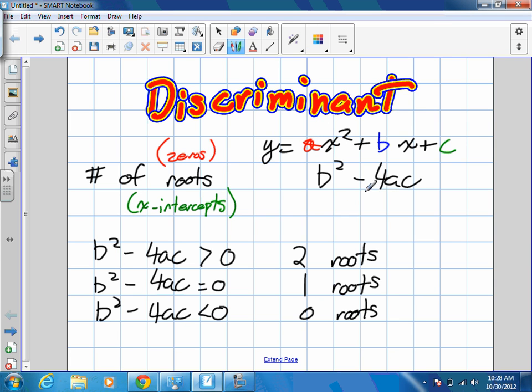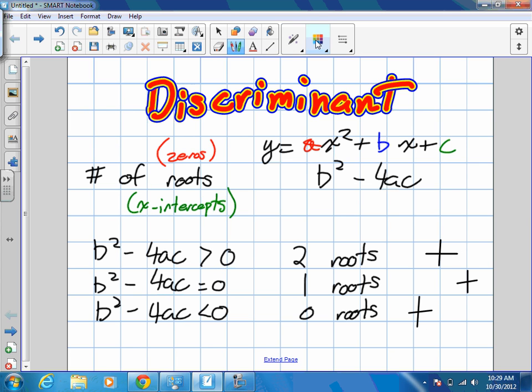So when we plug in b, a, and c, depending on what this is equal to, that will tell us how many roots there are. In other words, how many times this parabola is going to cross the x-axis. If it is greater than 0, that means it's going to cross it twice. So in other words, we have a parabola, and we'll do some small graphs here.